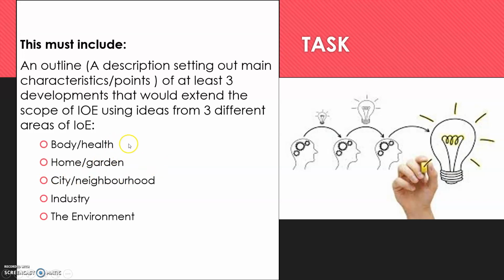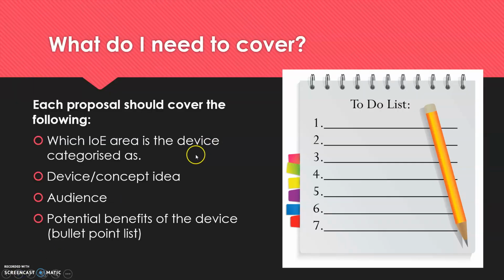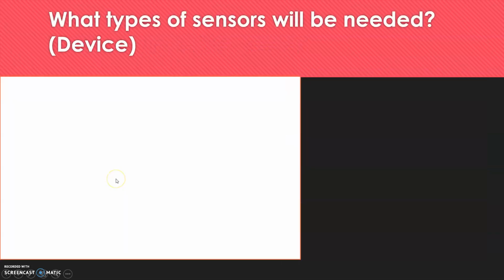Remember that your proposals, you can only have one proposal for a particular category. Okay, so 3 of the 5 categories should be covered, and then what do you need to cover? Well, 4 things really. What area is this device going to sit in terms of its category? What is the actual idea? Who's it going to be targeted at? And what are the actual benefits of the device? And I'll go through this in a little bit more detail now.